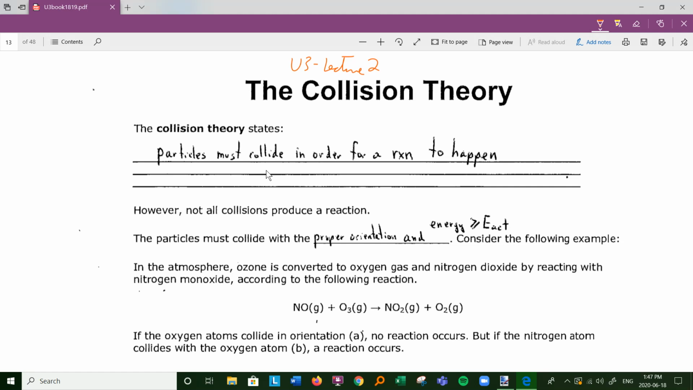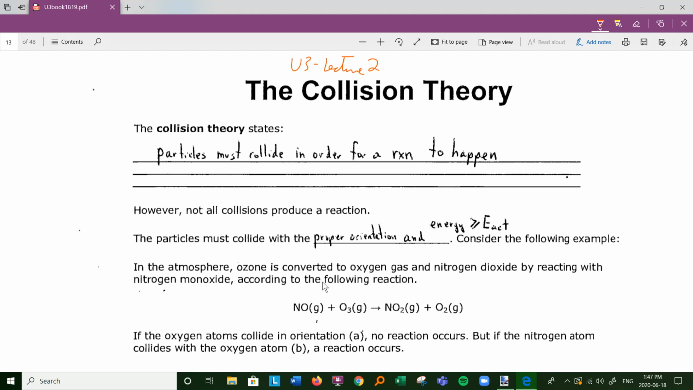So, to be an effective collision, you have to have energy greater than or equal to the activation energy, and you have to have the proper orientation, the proper alignment to make it happen. We've mentioned a bit about this in our previous lecture. Now we go into more detail.